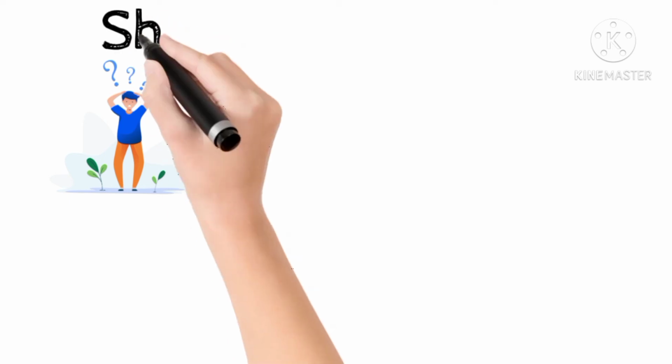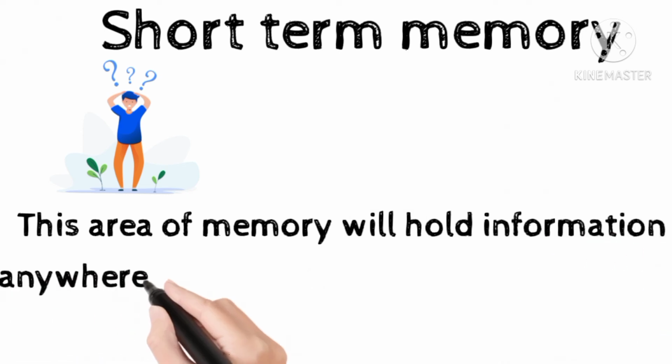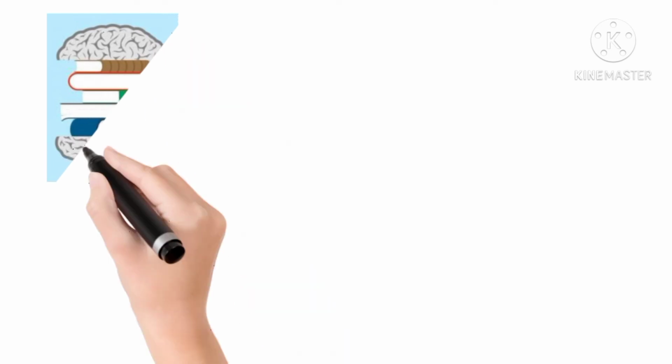The next is short-term memory. If you pay attention and read the sentences, however, that information will move from sensory register to short-term memory. Short-term memory is the area of memory that holds information from 20 seconds up to a minute.